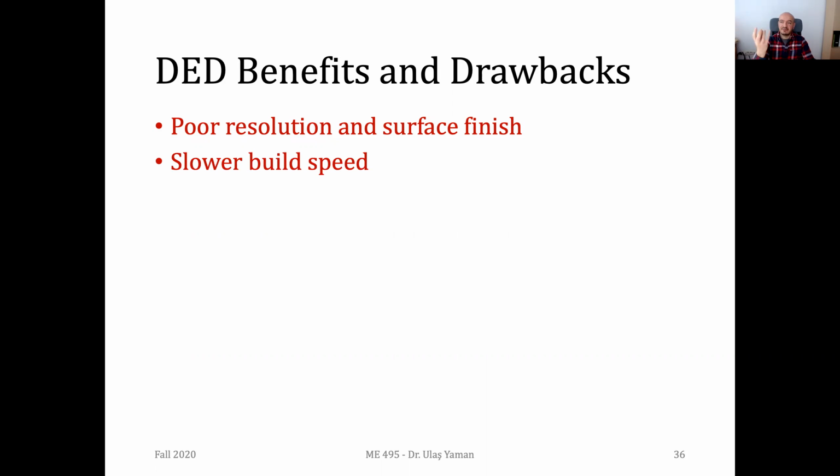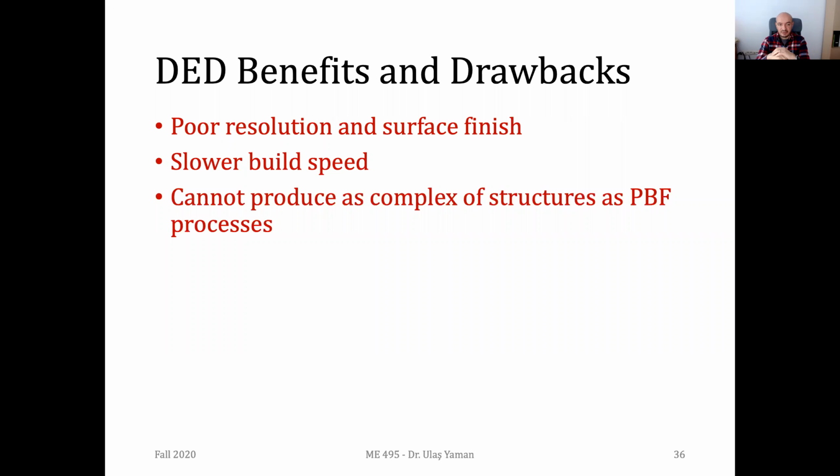Since we have a single head, we need to expel powder around it. We need to cover the whole slice. We don't have infill percentages. So in summary, we can say that it's a quite slower process compared to other additive manufacturing processes.